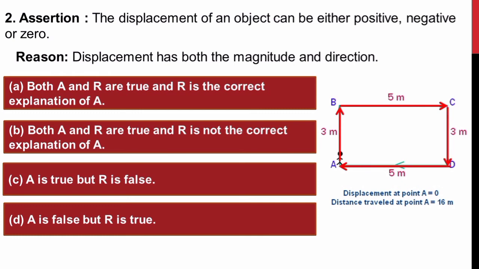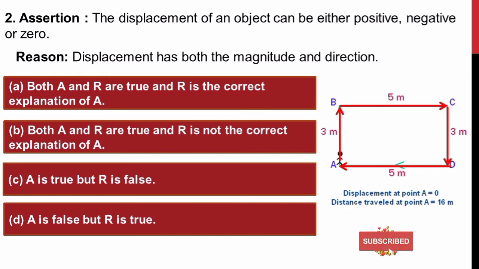So, when the boy is moving from A to B, B to C, and C to D, displacement has a positive value. But when the boy is walking back, from C to B to A, then the displacement will be a negative value. And here, the boy has completed one complete perimeter of that rectangular plot. So, he has started from A and he has reached A itself. So, the displacement is 0. That means the assertion is true.